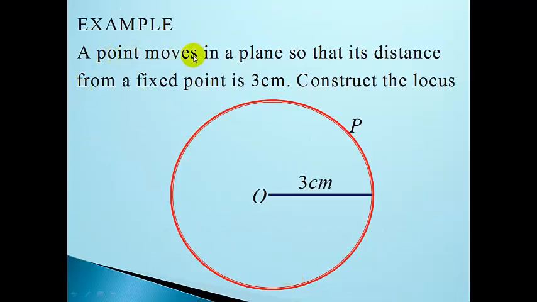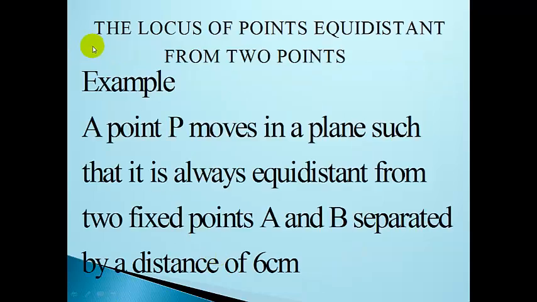Now, example: a point P moves in a plane so that its distance from a fixed point is 3 centimeters. Construct the locus. So the locus is just a circle with a radius of 3 centimeters. That means that you measure 3 centimeters with the help of your compass. So with center O and radius 3 centimeters, you describe the circle as shown. This is the locus.